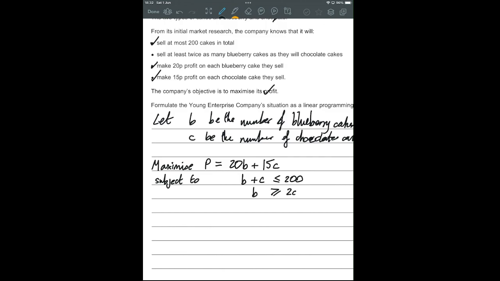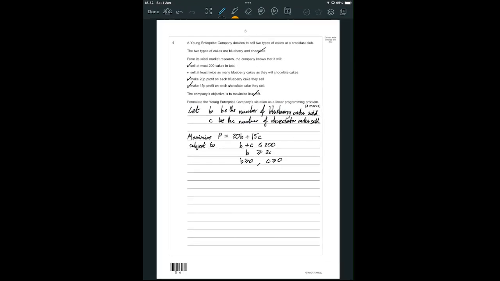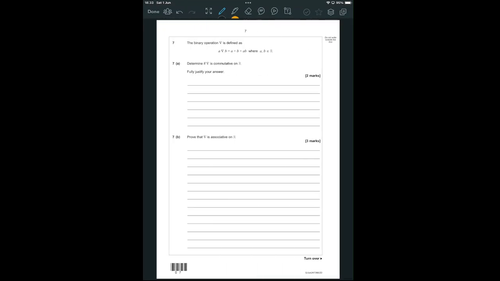And then there's the trivial couple of statements. We need B to be greater than or equal to 0 and C to be greater than or equal to 0. There's no point trying to make a negative amount of cake. And that seems to have covered all the aspects, and that's about 4 marks worth of writing.